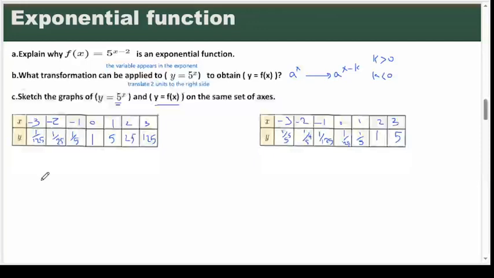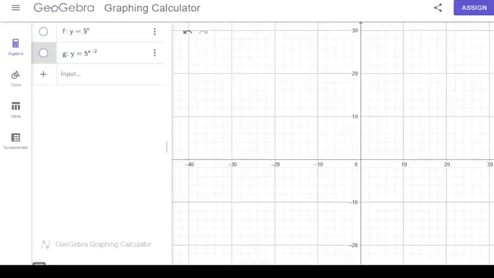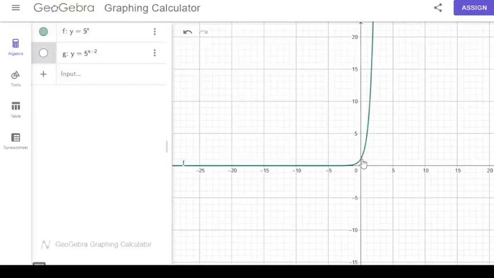Let me use technology to show the two graphs and compare them with each other. In this graph, first of all, I start to draw y equals 5 to the power of x. If I graph it and enlarge it a little more, we will see for 0 it equals 1, for 1 it equals 5, and for 2 it equals 25. Here is the graph of y equals 5 to the power of x. Now I want to show y equals 5 to the power of x minus 2. It's exactly the same, but it moves 2 units to the right side. So if I show it, we will see.